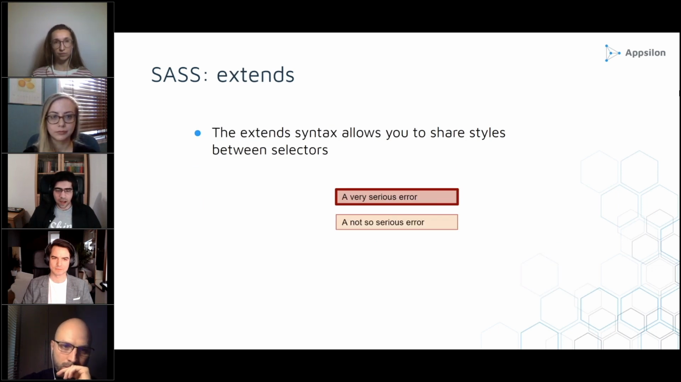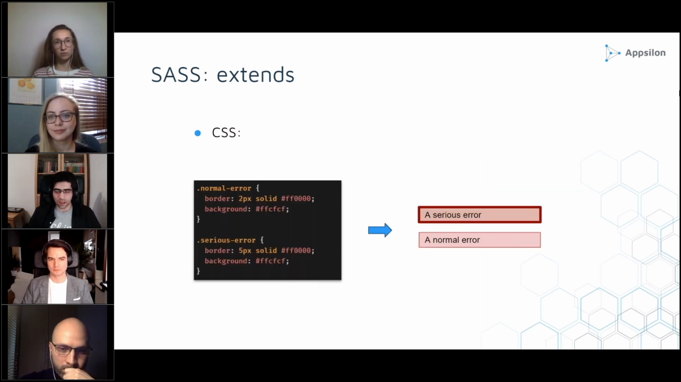It also has two very important mechanisms, which are extends and mixins. So extends is something that is very well explained with an example. It basically allows you to share styles between selectors. And the way that you would do this normally in CSS, if you had two elements that you would like to style, even though they are very similar, is that you would simply do the styling for both of them.